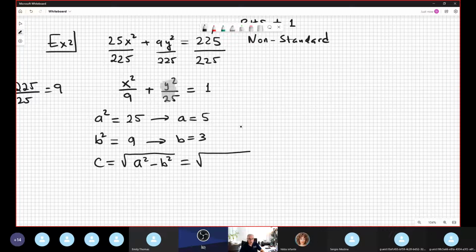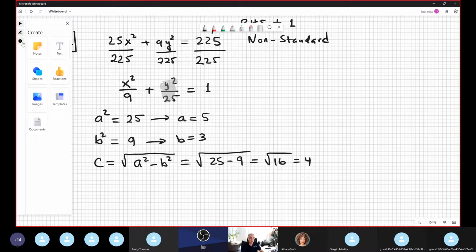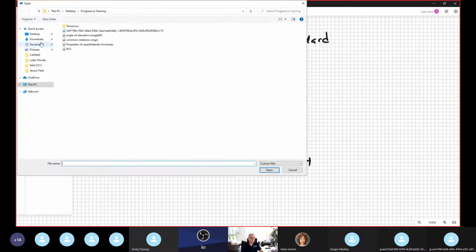But A is 25 and B squared is 9. And this is 16, and the square root of 16 is 4. Wow, nice. Okay, ready. So now we are ready to do the sketch of our conic section by hand, at least. Some examples are easy. Let's do it by hand.